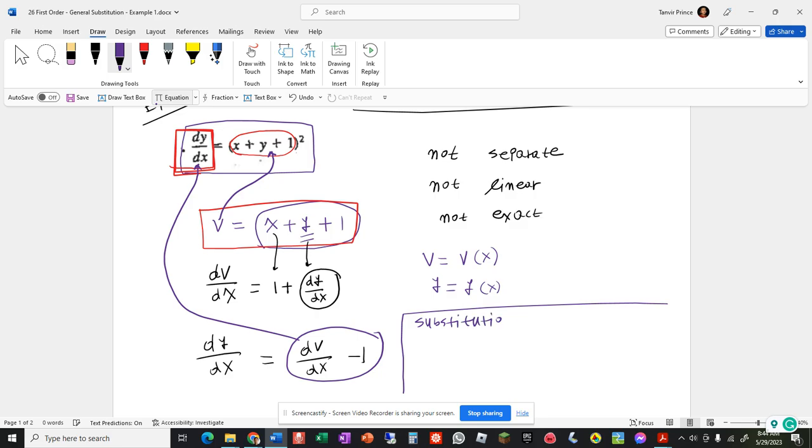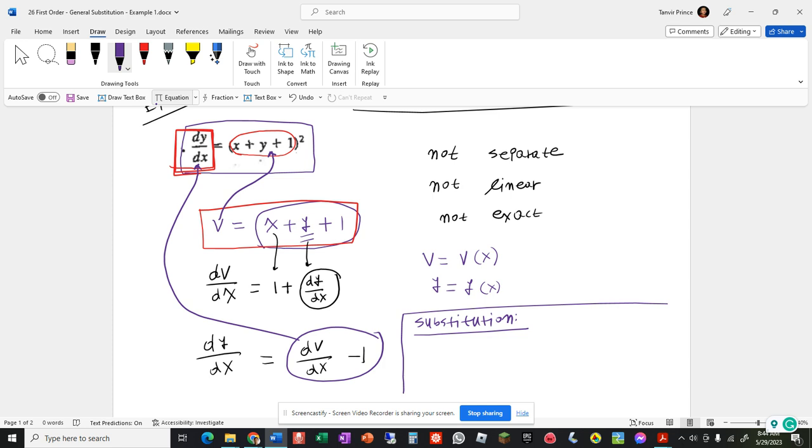That's the reason it's called substitution method. It's actually general substitution method. Later on, we're going to specifically see some special types of substitution, for example, homogeneous and Bernoulli. So those are basically some special types of substitution.